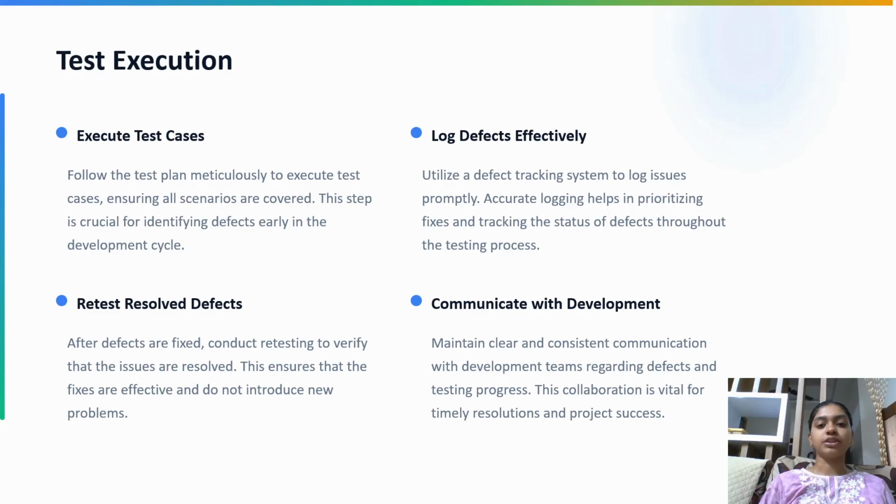Log defects effectively. Utilize a defect tracking system to log issues promptly. Accurate logging helps in prioritizing fixes and tracking the status of defects throughout the testing process. Communicate with development. Maintain clear and consistent communication with development teams regarding defects and testing progress. This collaboration is vital for timely resolutions and project success.